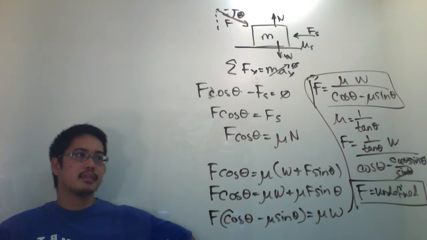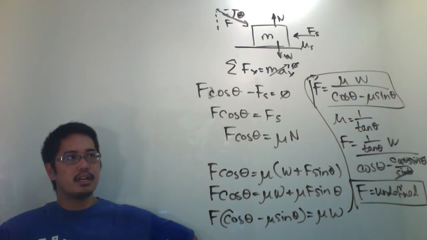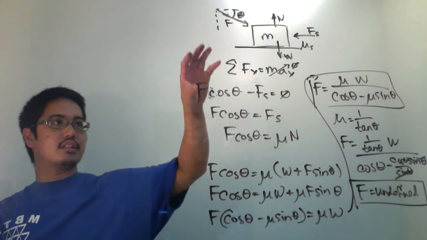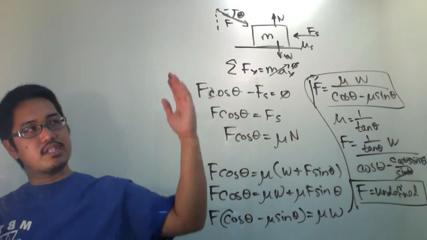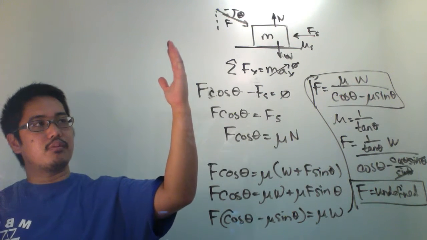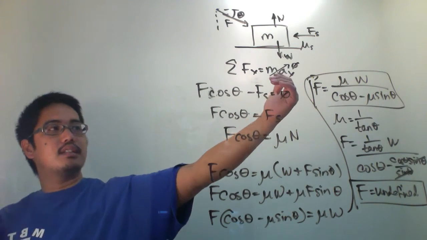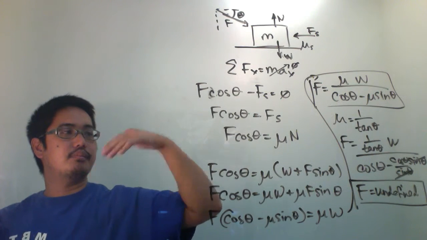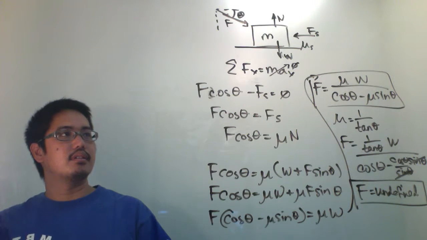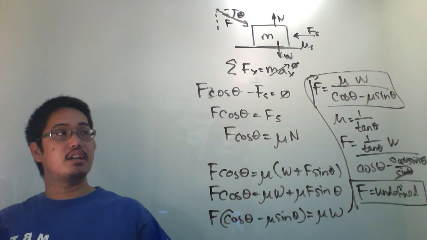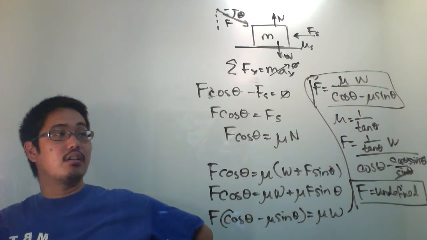I think you're right. I think that if theta were 90 degrees, right? If theta were 90 degrees, then you'd be pushing straight down on it. That would skyrocket the normal force, which would make the static force bigger. But also, if theta were 90, it wouldn't be moving in the horizontal direction at all.